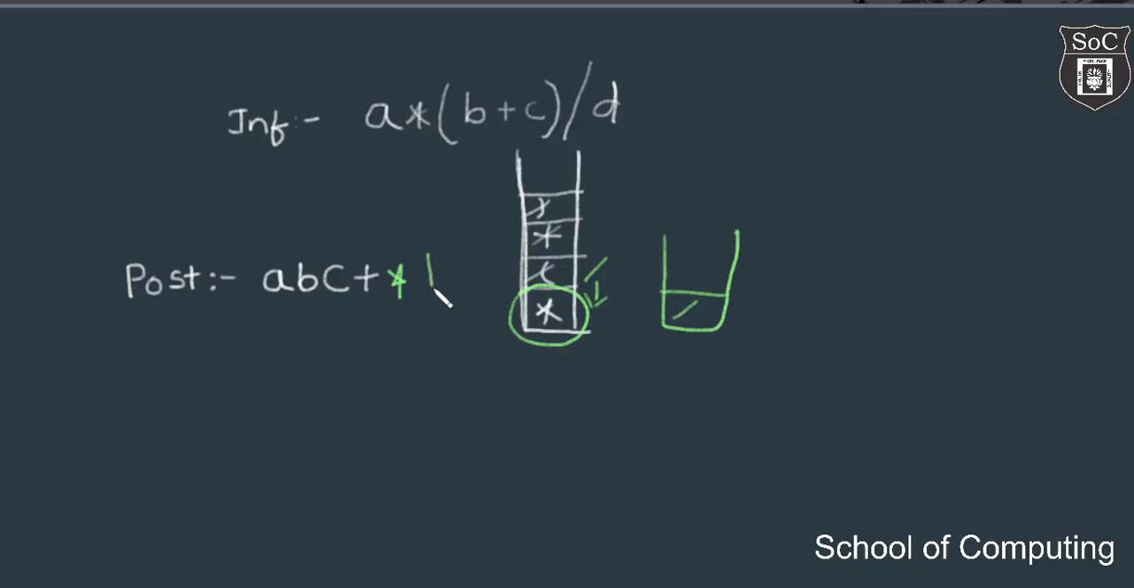After slash, I find D, which is the last token, and my expression is completed. Now pop everything from the stack and append it to the expression. Only slash is there, so that will be popped, and I'll write it here. This is my postfix expression.